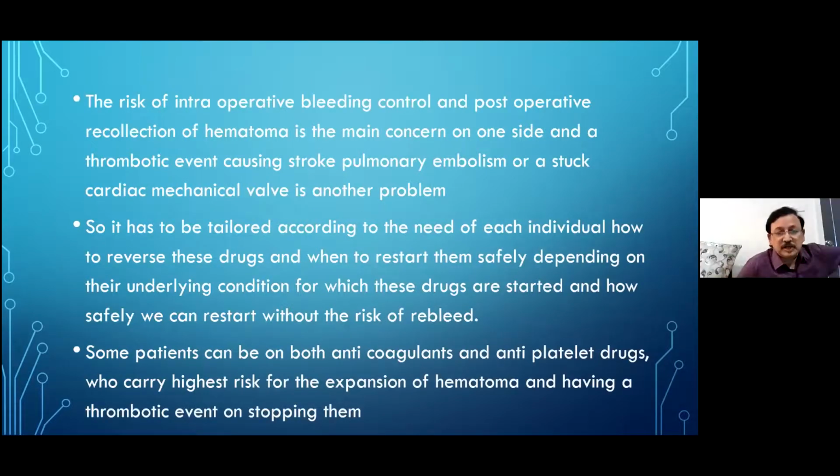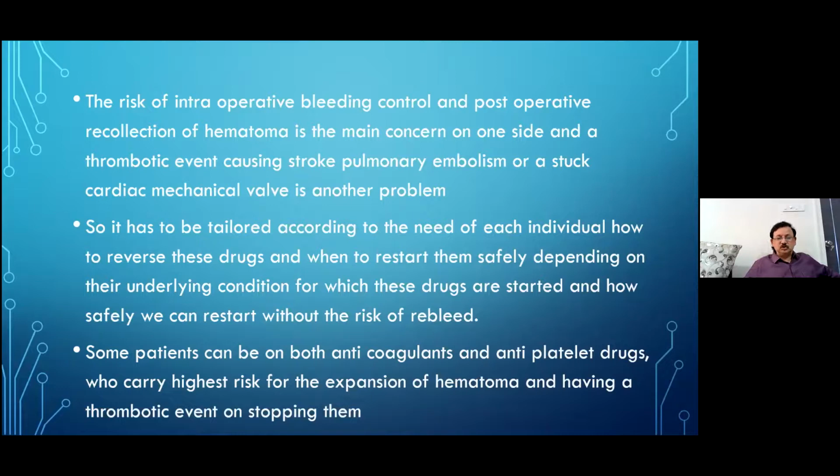So the risk of intraoperative bleeding and postoperative recollection of hematoma is a major concern, along with the thrombotic event. So it has to be tailored to the needs of each individual patient, how these drugs have to be reversed and when to restart them safely, depending on the underlying condition for which these drugs were started, and how safely we can restart without causing a risk of a rebleed.